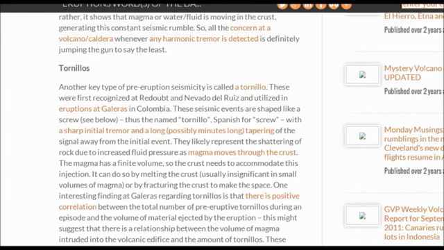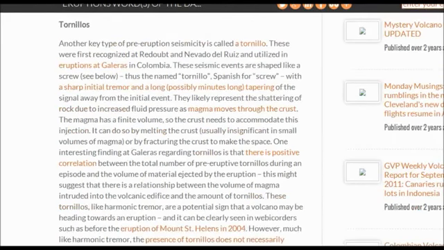Tornadoes, another key type of pre-eruption seismicity, is called a tornado. These seismic events are shaped like a screw. Thus the name tornado, Spanish for screw, with a sharp initial tremor and a long, possibly minutes long, tapering of the signal away from the initial event. They likely represent the shattering of rock due to increased fluid pressure as magma moves through the crust. Magma has a finite volume, so the crust needs to accommodate this injection. It can do so by melting the crust, usually insignificant in small volumes of magma, or by fracturing the crust to make the space.